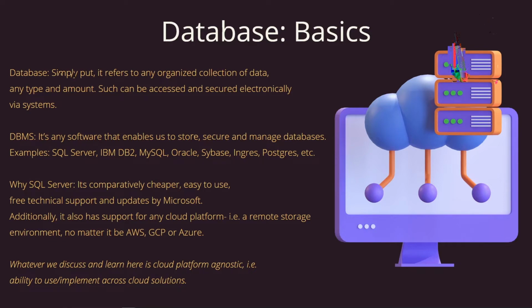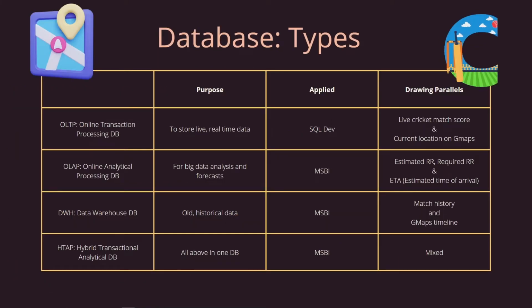Our next topic here is about the types of databases. Broadly, we have 4 types of databases: OLTP, OLAP, DWH and HTAP. OLTP stands for Online Transaction Processing DB. It's used to store live real-time data. We can make use of basic SQL development for OLTP.